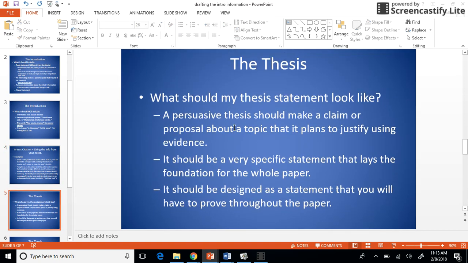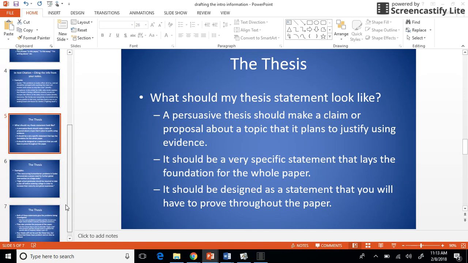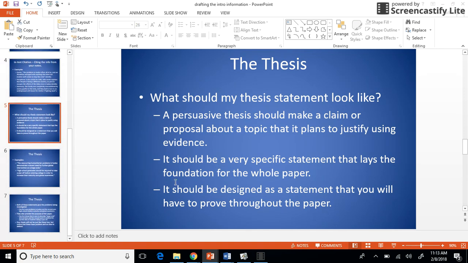A thesis statement. What does that mean? Well, a thesis statement is like the core of the paper. It's the focus. It's the central focus that's going to go all throughout the paper. And it's usually persuasive in some way, or it's meant to be somewhat persuasive.